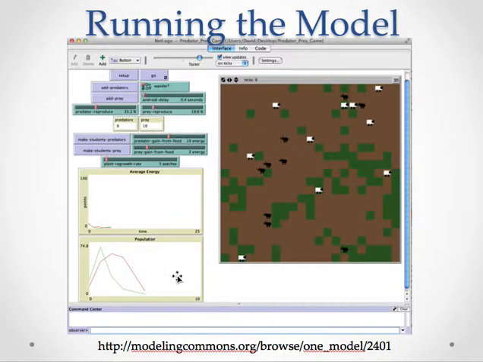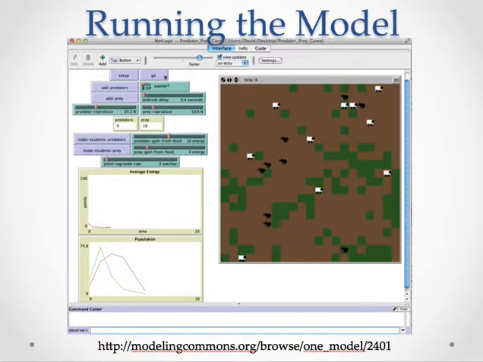So this is population. I think the red is predators, population of predators, and the green is population of prey, and this is an aggregate of the average energy values. So in this scenario, they don't have a lot of energy, so we might need to find a way of pumping energy into the environment.